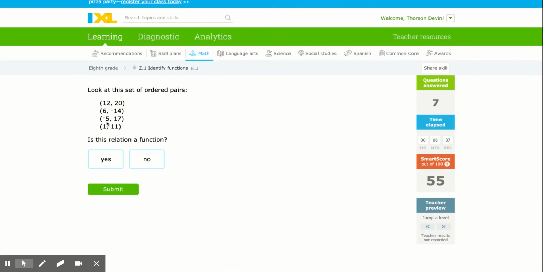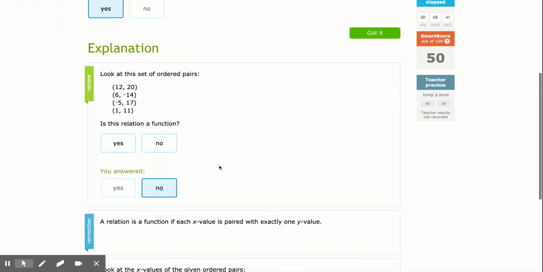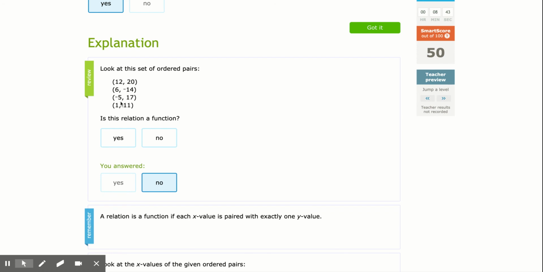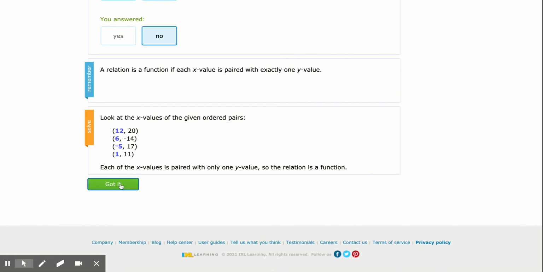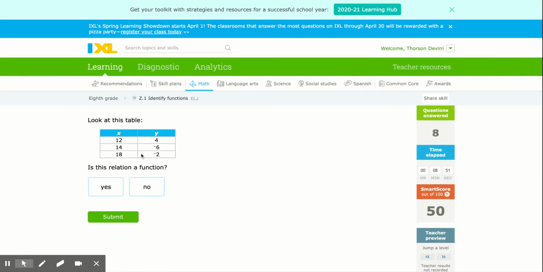12, 6, negative 5, 1, not a function. I didn't see any repetition in x. Or sorry, wow, I made a simple mistake. No repetition in x, it is a function. Yes, I understand. So again, don't go so fast that you make the mistake. That was funny of me.